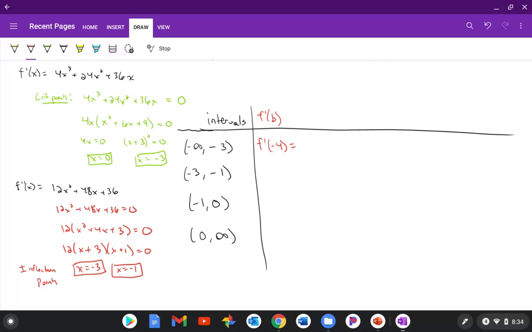Get -16. So it's negative. f prime of -2 for the next one. -2 is still negative. And then for this one, f prime of -0.5. Try that. Still negative. f prime of 1, the last one. That is a positive.